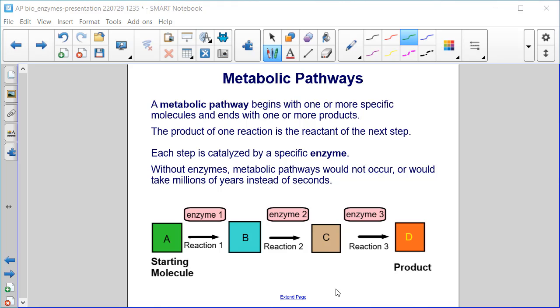So here's an example of a metabolic pathway. We have a starting molecule A that goes through reaction 1 with the help of enzyme 1 to create B, which goes through reaction 2 with the help of enzyme 2 to create C, which goes through reaction 3 with the help of enzyme 3 to create D, which is our product.